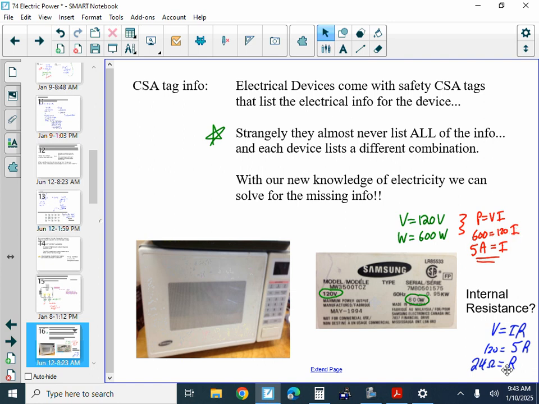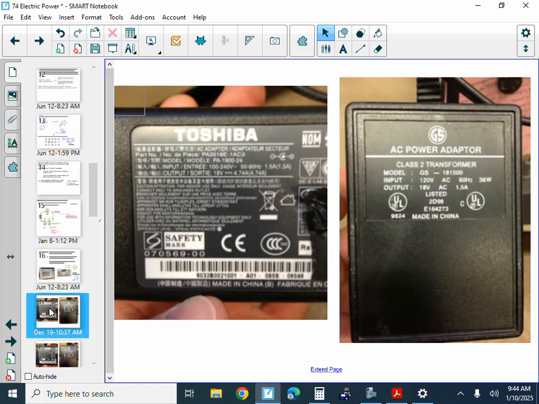So we can figure out the amperage. And we can even figure out the resistance that this microwave has. When you plug it in, the overall resistance that the electricity from the wall sees in the microwave would be 24 ohms when it's operating at full blast. So there's a little calculation you can always do.